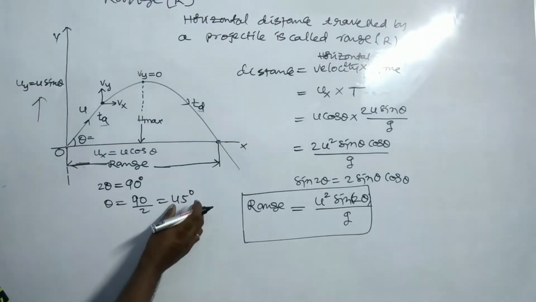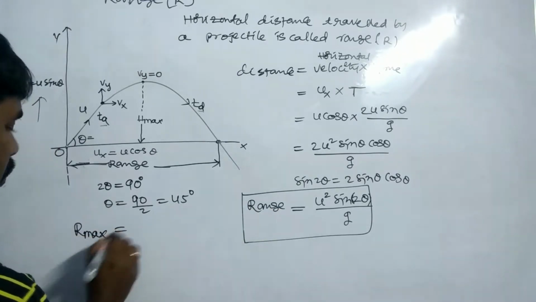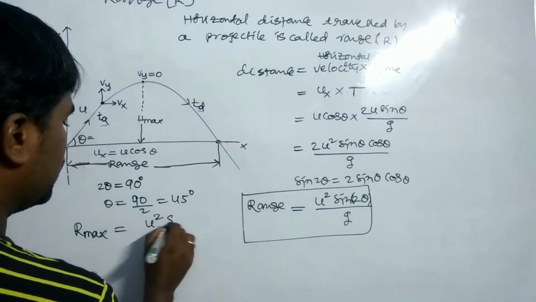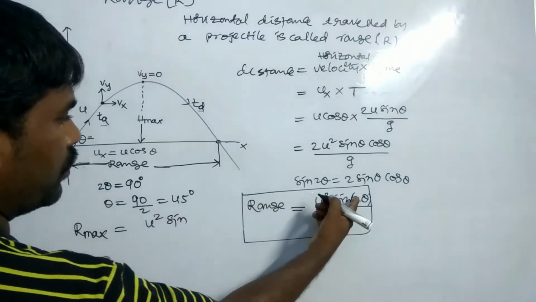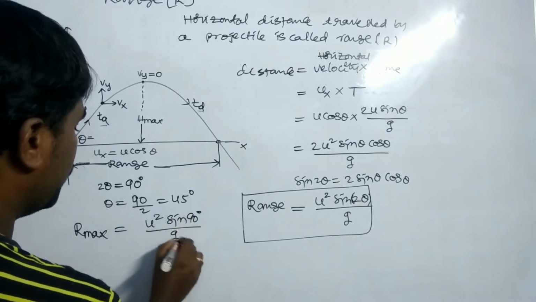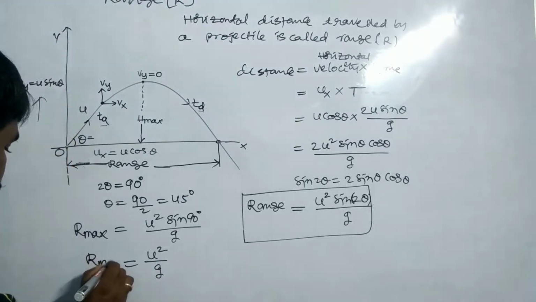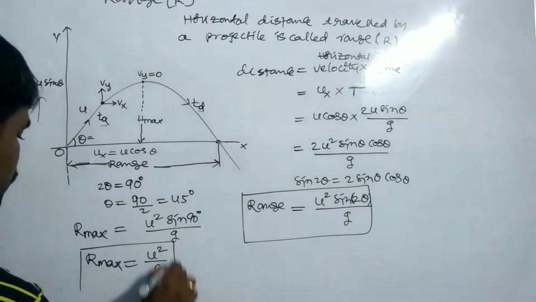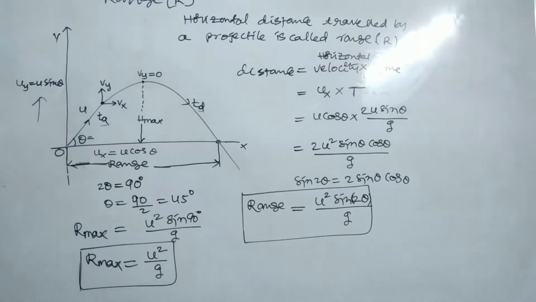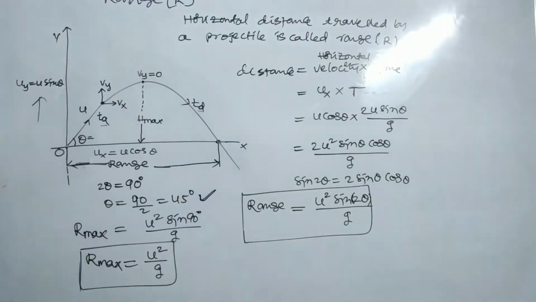At theta equal to 45 degrees, R maximum is equal to u square sin 2 into 45, which is sin 90, by g, which is equal to u square by g. So this is R maximum. The maximum range is u square by g, where theta is equal to 45. If theta is equal to 45, the range will be maximum.